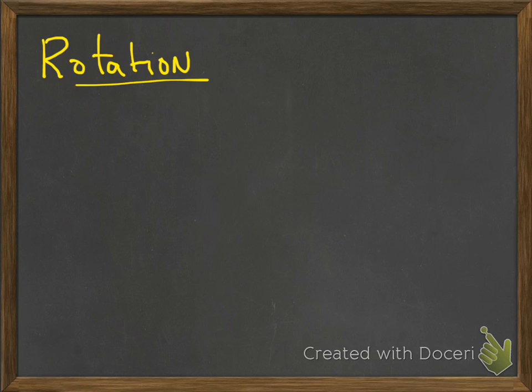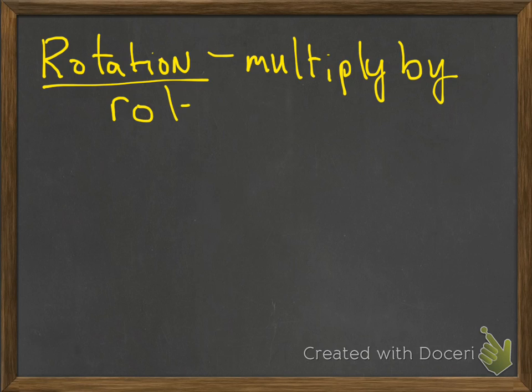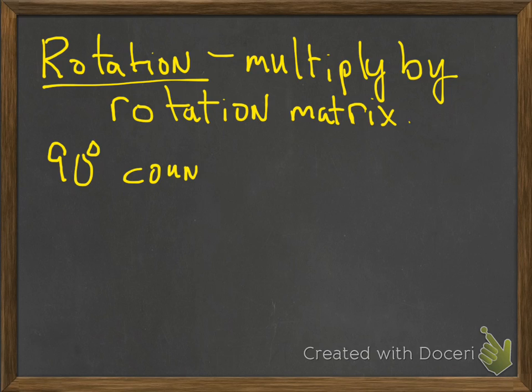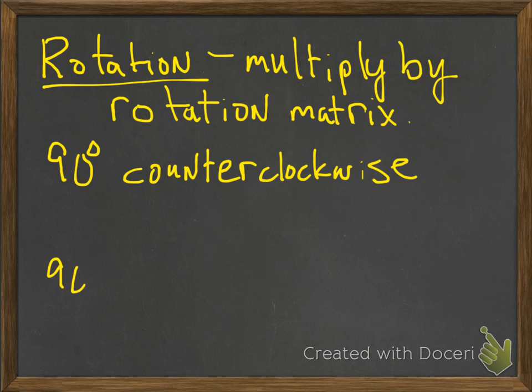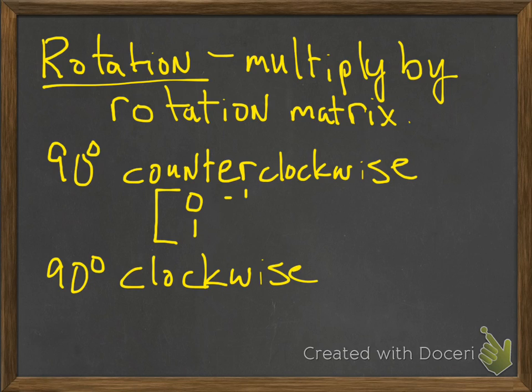And rotation is very similar. You multiply it by a rotation matrix, it will look very similar to a reflection matrix, so be careful with that. There are actually two types of rotations you have to worry about. For 90 degrees counterclockwise, you're going to use the matrix 0, -1, 1, 0. For 90 degrees clockwise, you have to use that other matrix. So these are the matrices you use for rotations. Notice they're very similar, but just slightly different.